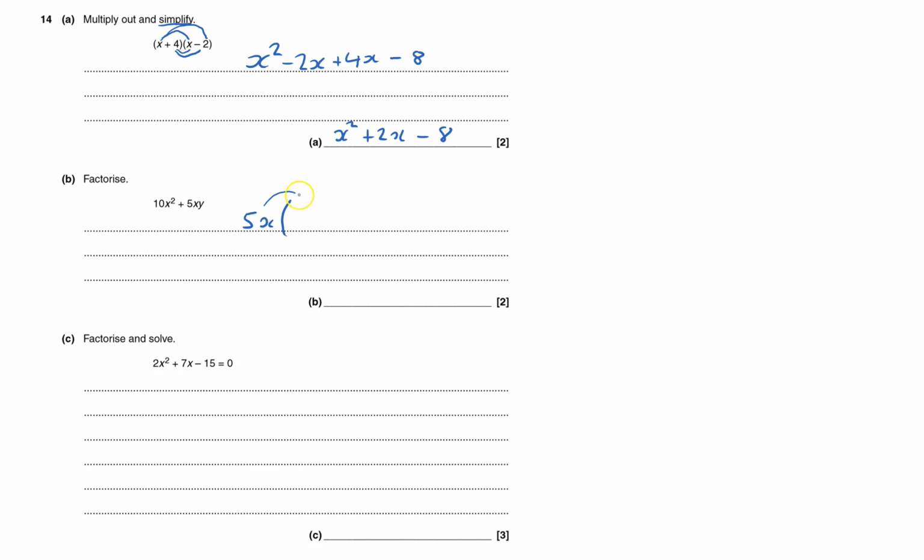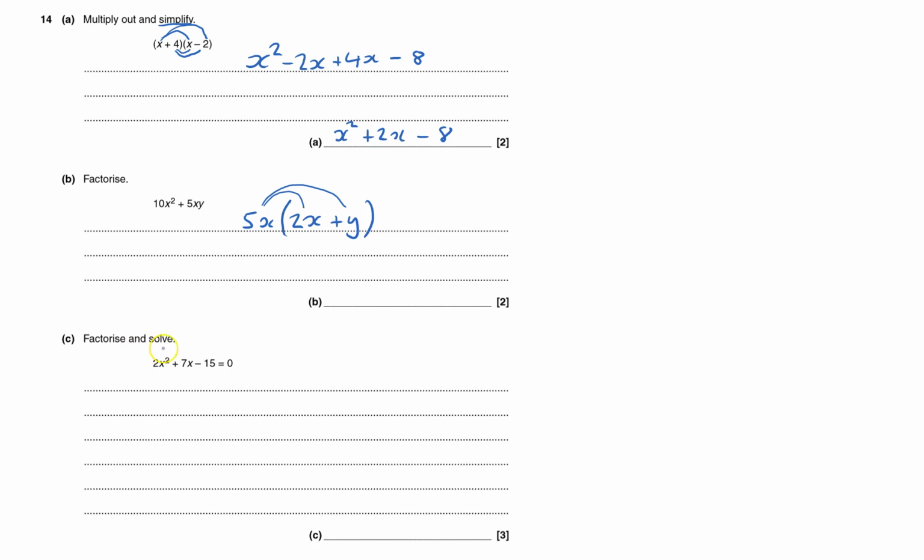So what do I have to times 5x by in order to get 10x squared? We'll do the numbers first. What do I have to do 5 times by to get 10? That's 2. I've got x there, so it'll just give me 10x. I want x squared, so I'm going to need another x there. And then 5x times what will give me plus 5xy? It's obviously going to be plus, and it's going to have to be a y. That was that one done.